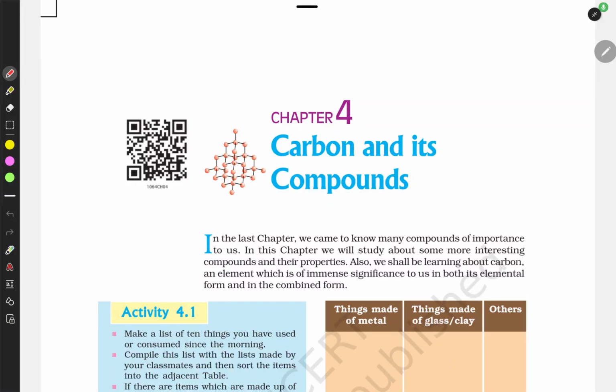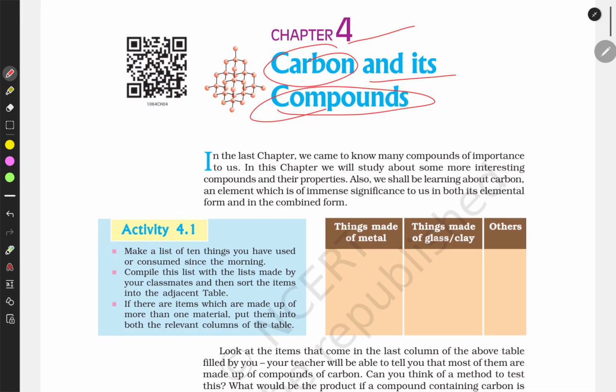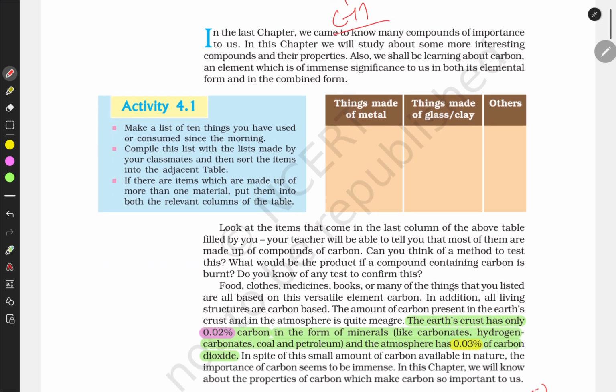In this video, we are going to study carbon and its compounds. It is the fourth chapter, class 10th NCERT. We will study carbon and its allotropes and also the carbon-forming compounds, especially hydrocarbons. Okay, let's start.